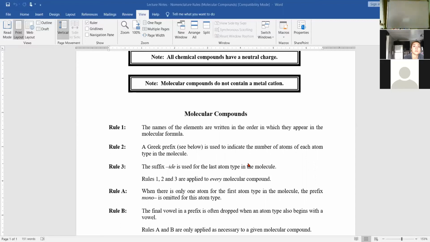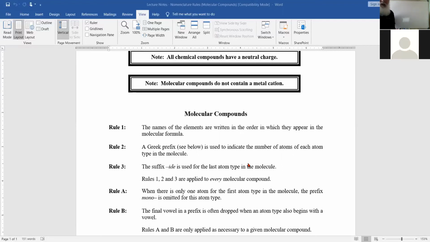So how are we going to name these? We're only going to be concerned with very simple molecular compounds, what are called binary molecular compounds. They're only going to contain two different elements. So the first rule here: the names of the elements are written in the order in which they appear. And then rule number 2, we use a Greek prefix. We already know what the Greek prefixes are.